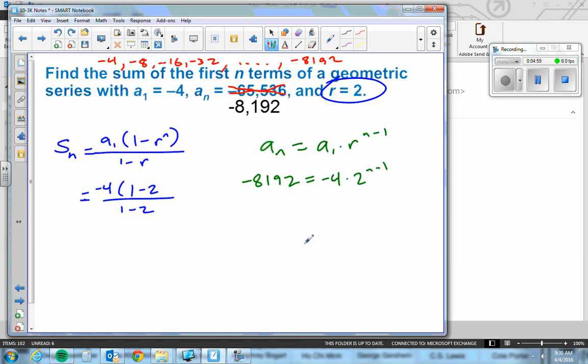Now, one thing I want you to appreciate is that, like here, you could divide 8192 by 4. It's not that hard. But if you happen to know that this is 2 to the power of 13, and you rewrite it in power form, that's going to rewrite the -4 in power form. You get to work with exponents instead.